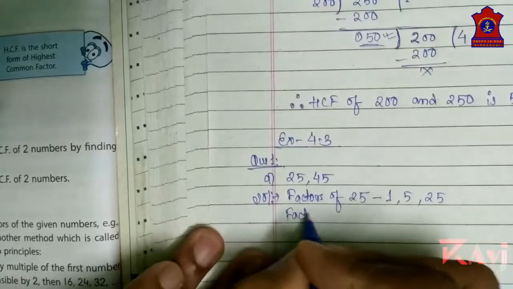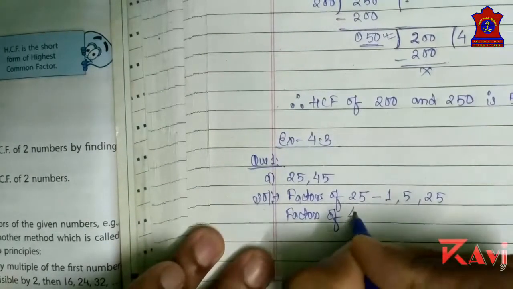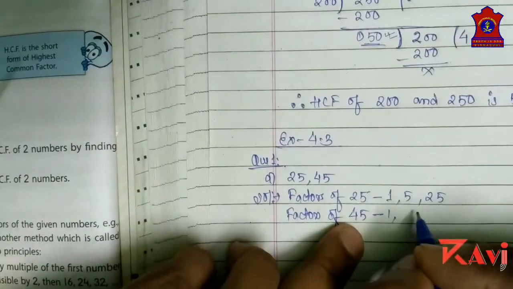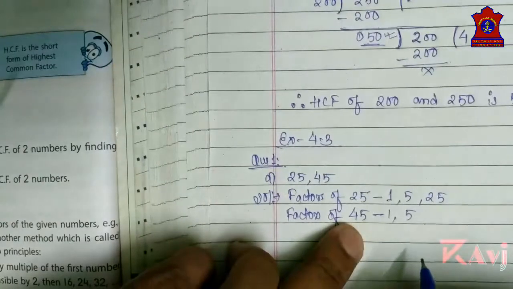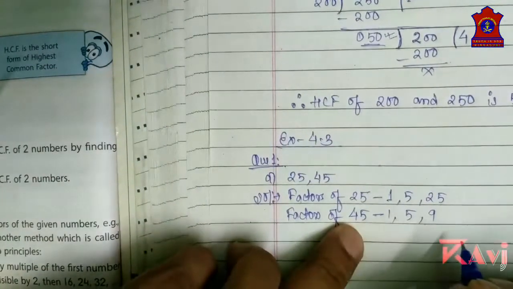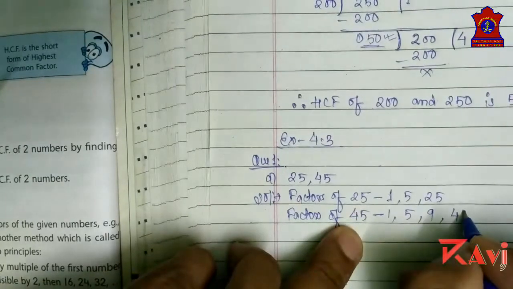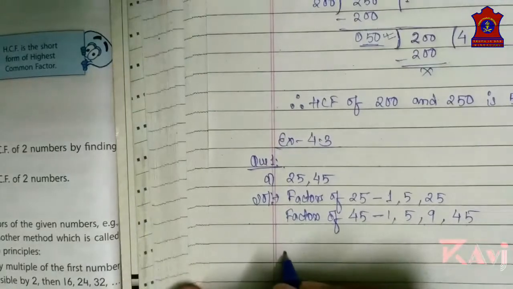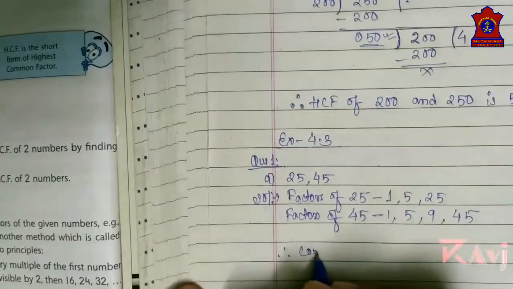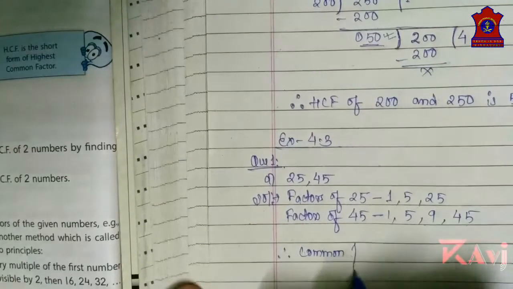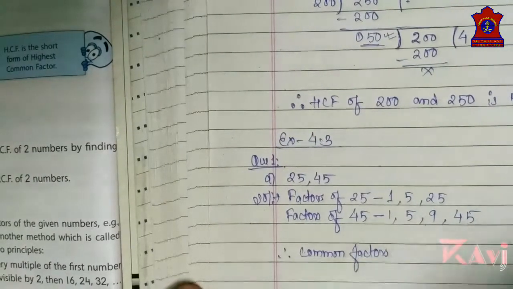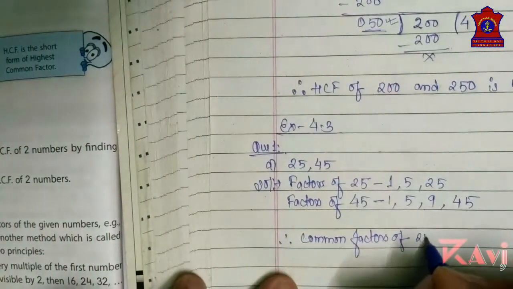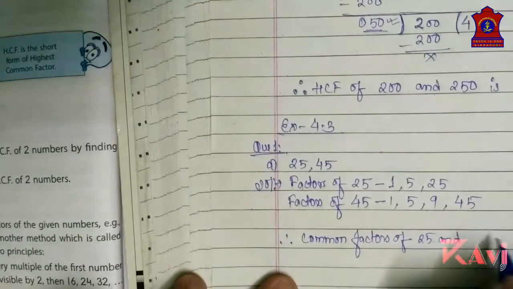Factors of 45. 1, then the next factor will be 5. 5 9s are 45, and then the next factor will be 45 only. Clear? 1, 5, 9 and 45. Common factors. Therefore, common factors of 25 and 45.